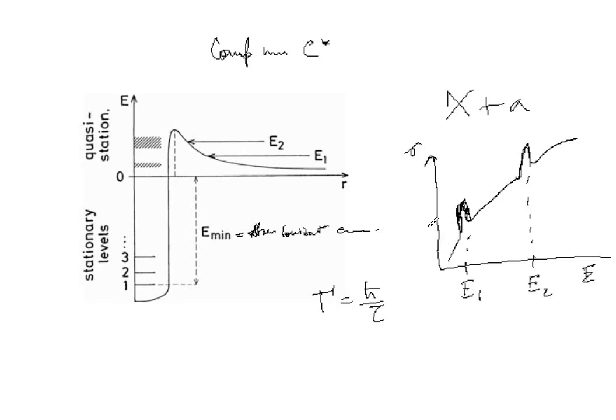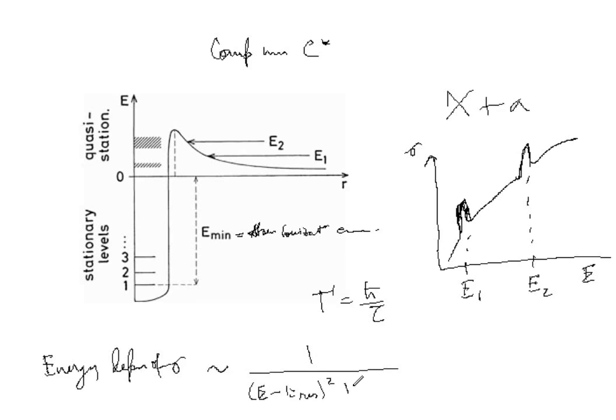In fact, this is not a linear plot, this is a log plot. And so these resonance peaks are sometimes several powers of 10 above this one. So this is not a normal plot again. Now, what about the energy dependence of this resonance? The energy dependence of this cross section has a form, in fact, of the order of one over E minus E resonance whole square plus width by 2 whole square.